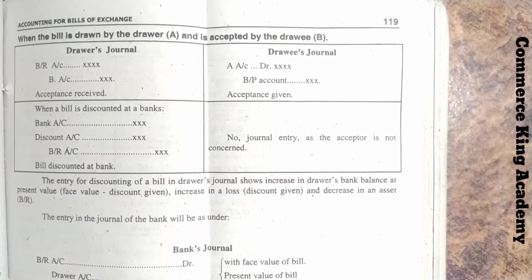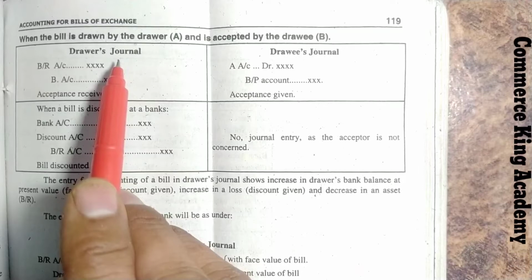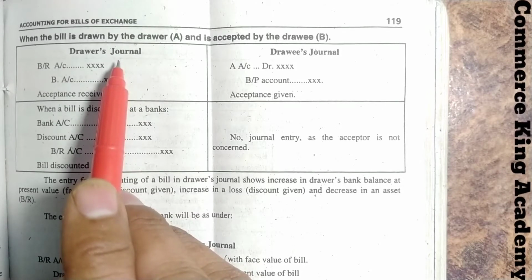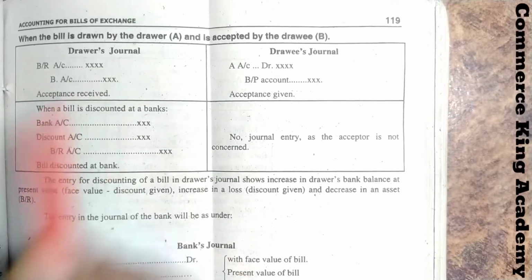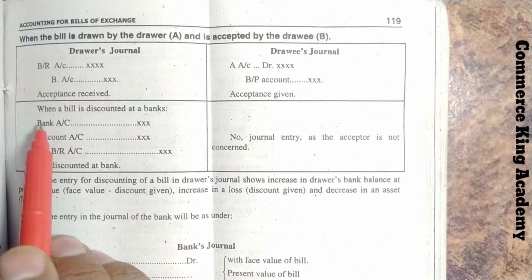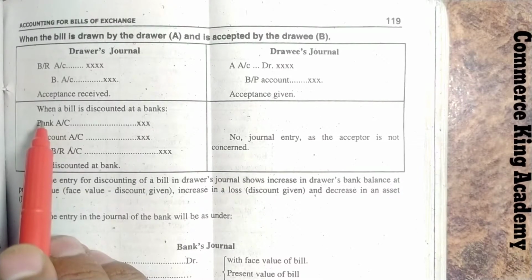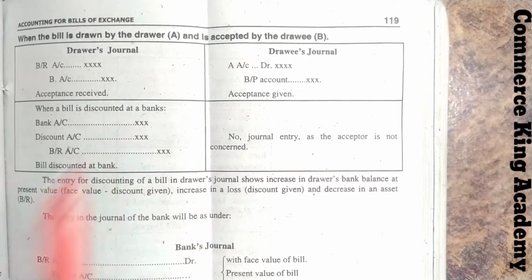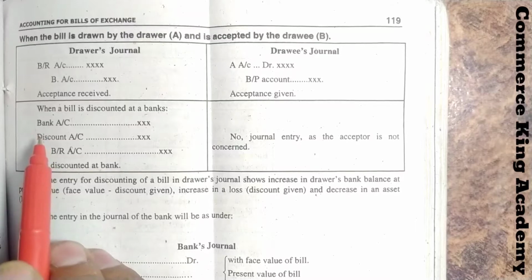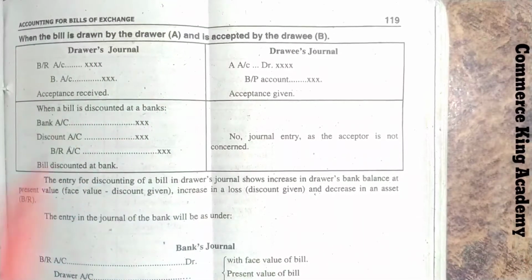On the same date or immediately, Mr. A, the drawer, needs payment immediately. That's why he will go to the bank and will say to the bank, discount the bill of exchange and give immediate payment after deduction from the face value, the discounting rate or interest rate. Clear? So the entries will be, when the bill of exchange is discounted from the bank, in the drawer's journal.